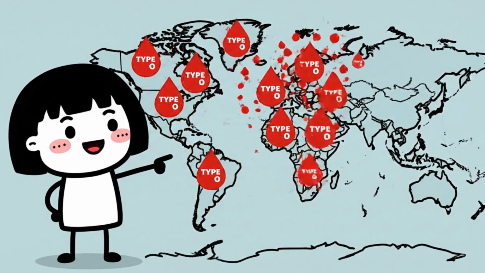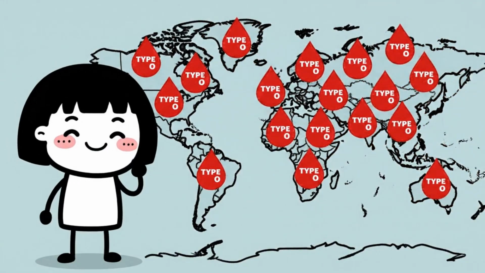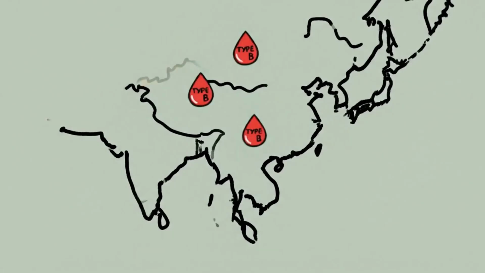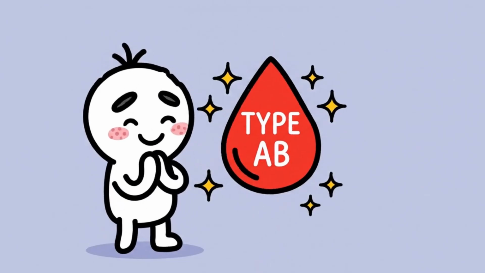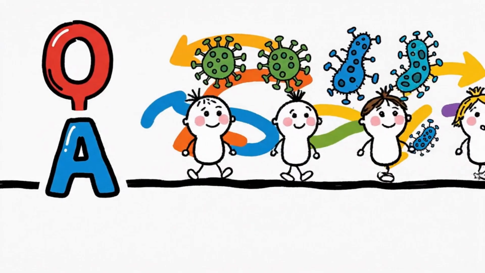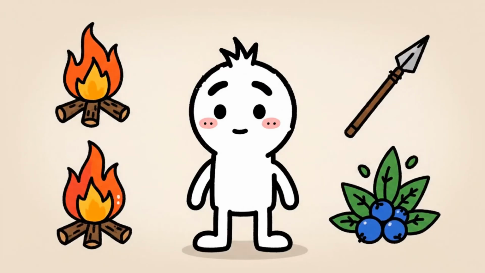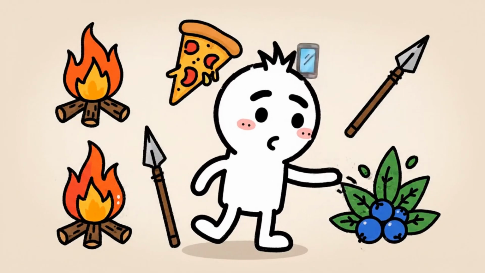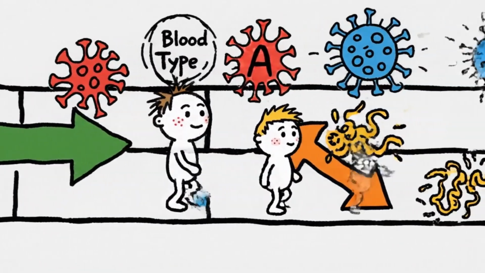Blood type distribution also varies across the world. Type O is the most common blood type globally. Type B is more common in parts of Asia. Type AB is the rarest. These patterns likely developed in response to historical infections, migration, and environmental pressures over thousands of years. Blood types helped populations survive past conditions. They were never designed to dictate modern diets, lifestyles, or health plans.